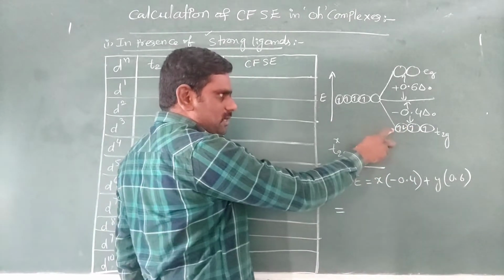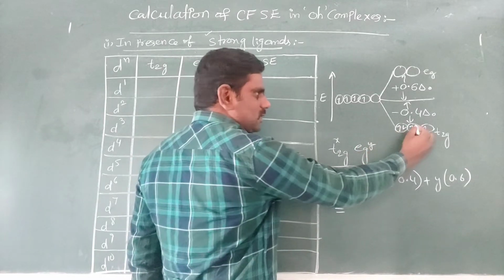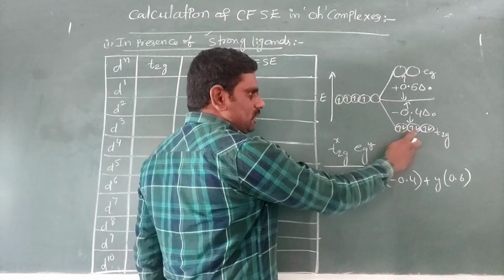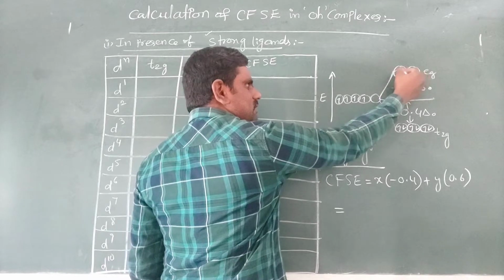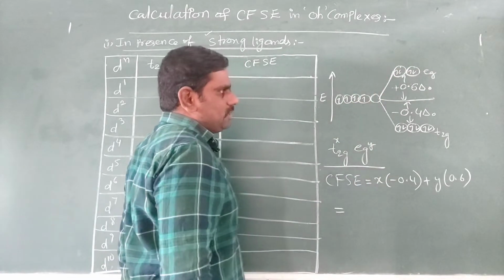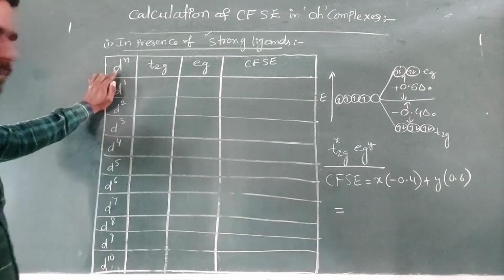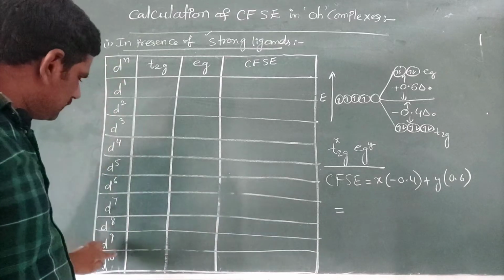So in the presence of a strong ligand, this is the filling of electrons. One electron here, another here, another here. So D6 is completed. If D7 is there, then D7, D8, D9, D10. In this way, the arrangement is made. So I write the same thing in this table. In this table, I am going to explain to you. Dn means the number of electrons present in the d orbital.